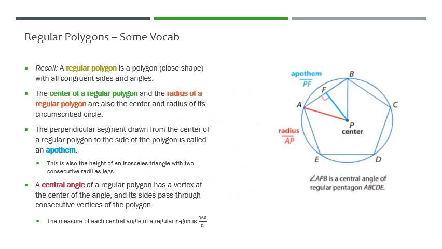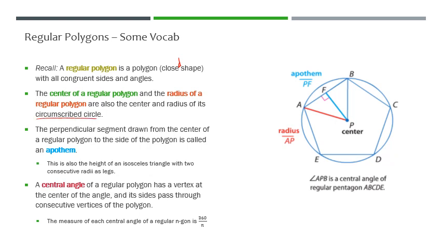So as a reminder, a regular polygon is going to be some polygon, a closed shape, with all congruent sides and all congruent angles. Now, like I said, it's going to be helpful for us to be able to talk about the center and the radius of the regular polygon. So we're going to be able to determine those parts by using a circumscribed circle.